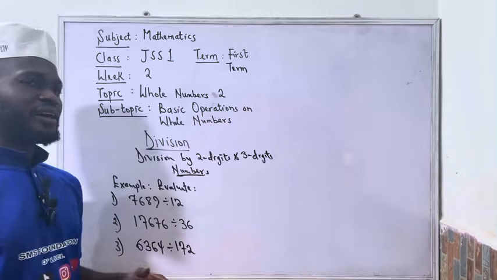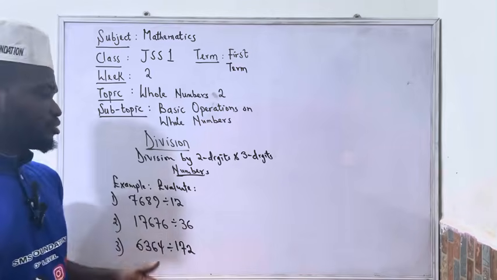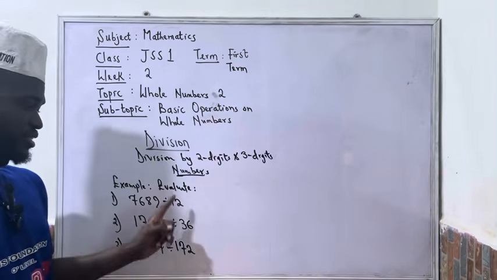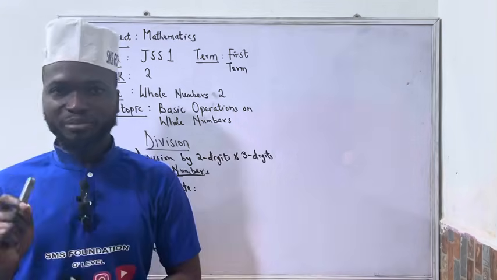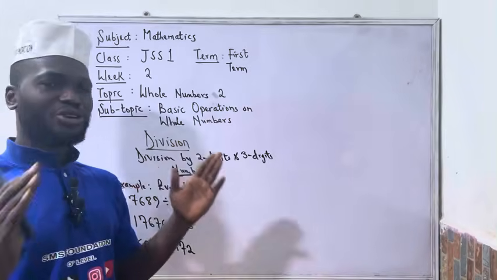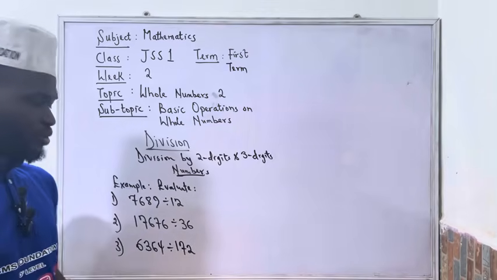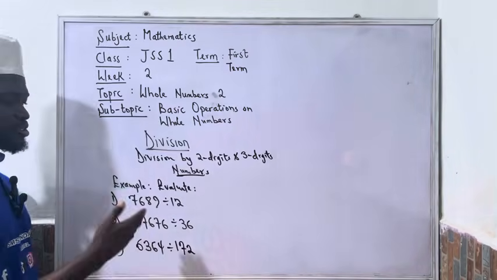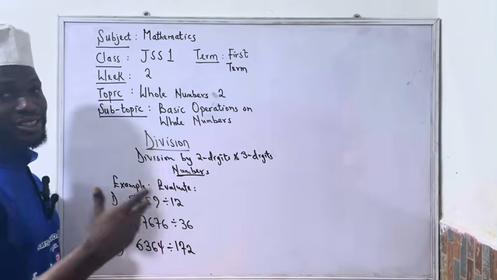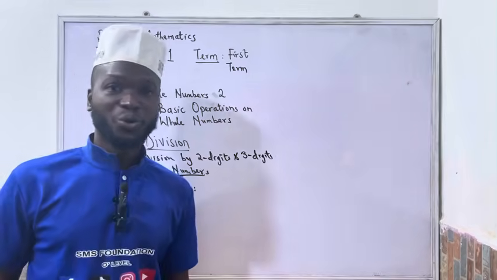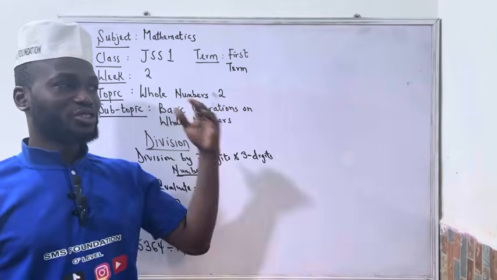So how do you do this without using your calculator? That's what we are going to learn. So I'm going to deal with these 3 examples that we have on the board. With these 3 examples, I believe that you'll be able to crush any question on division by 2 digits and 3 digits. Mind you, most times people do not know the times table for 2-digit and 3-digit numbers. The highest that people know is up to 12.